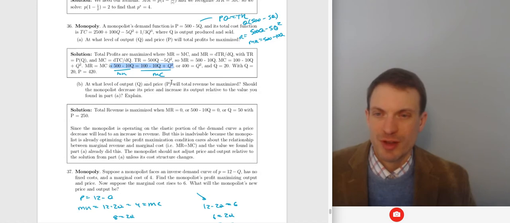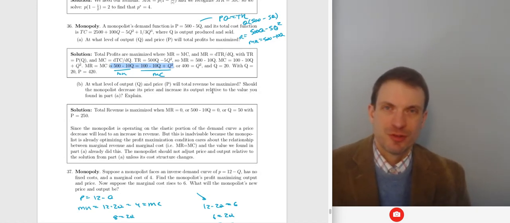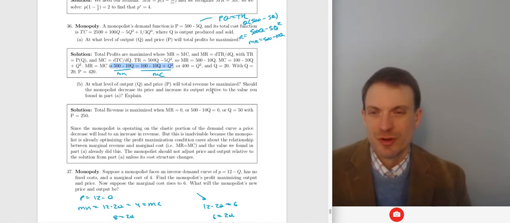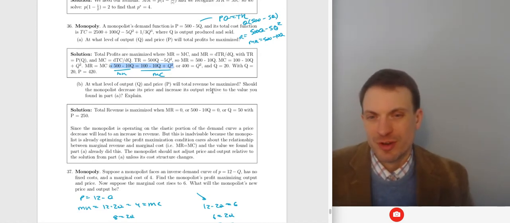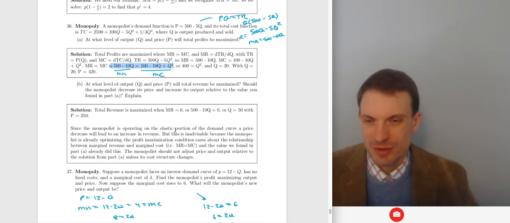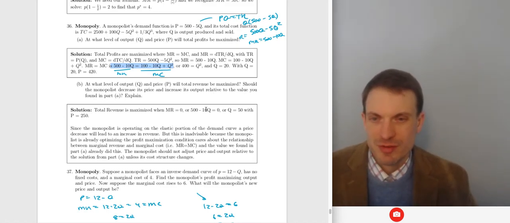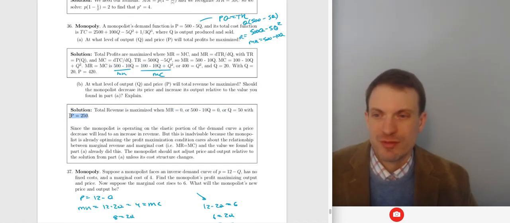What level of profit and price will total revenue be maximized? Oh, we just have to maximize total revenue, so set marginal revenue equal to 0, or you have to find the midpoint of the demand curve. So total revenue is maximized when marginal revenue is equal to 0. So 500 minus 10Q is equal to 0, or quantity of 50 with a price of 250.